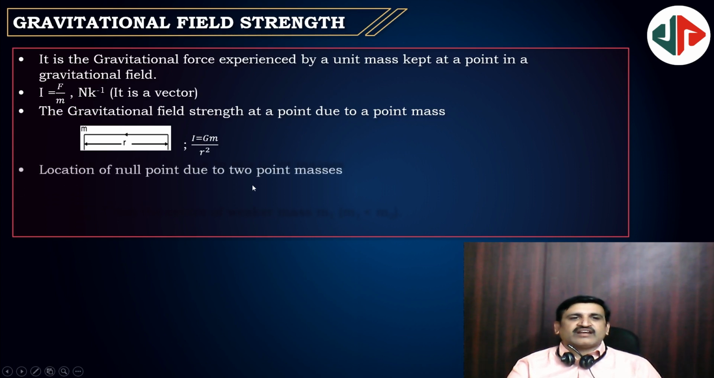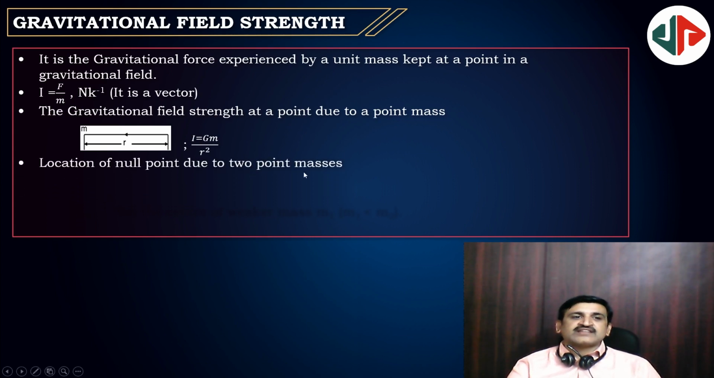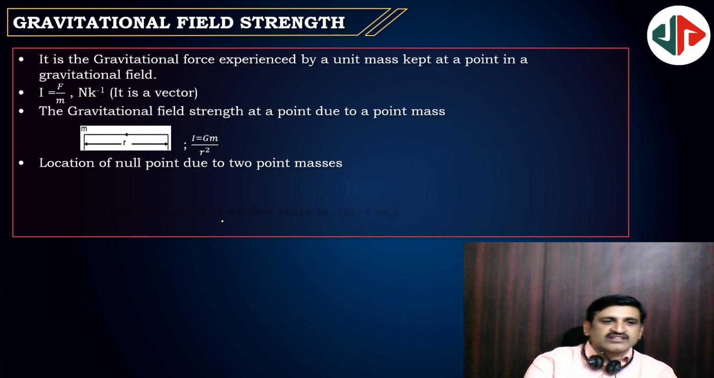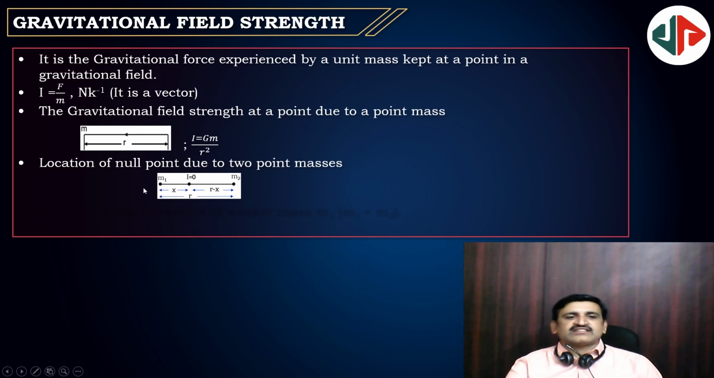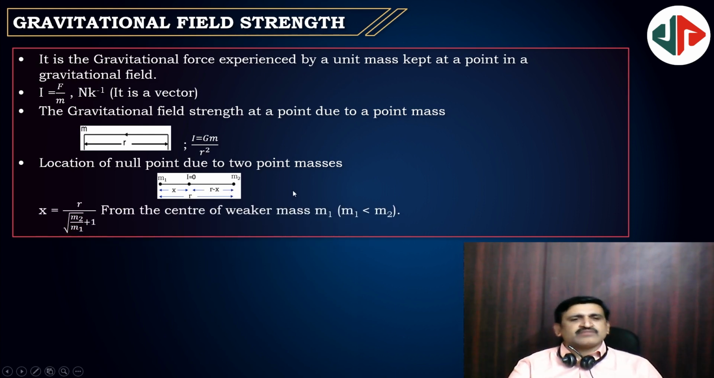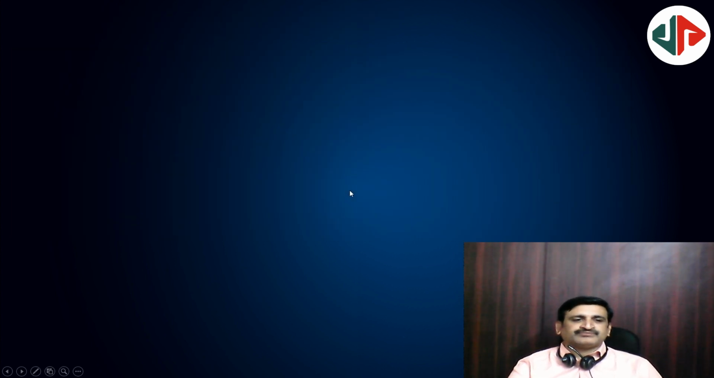Next, gravitational force experienced by unit mass is known as gravitational field strength. I is equal to F by m, just like electric field strength, that is F by q. Magnetic field strength, F by m. This is also I is equal to F by m. And I is equal to Gm by R square. Here I kept small m, okay, fine, no issue. Next, location of null point: if M1, M2 are there, then gravitational field will be 0 at x is equal to r by square root of M2 by M1 plus 1.